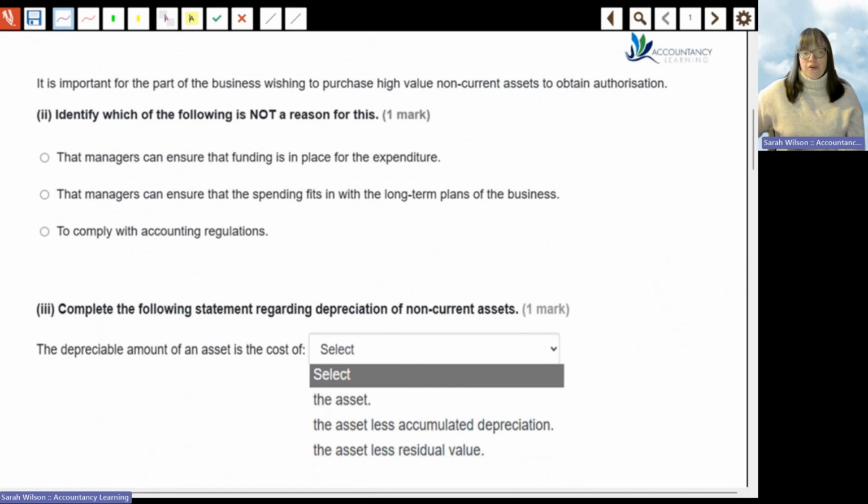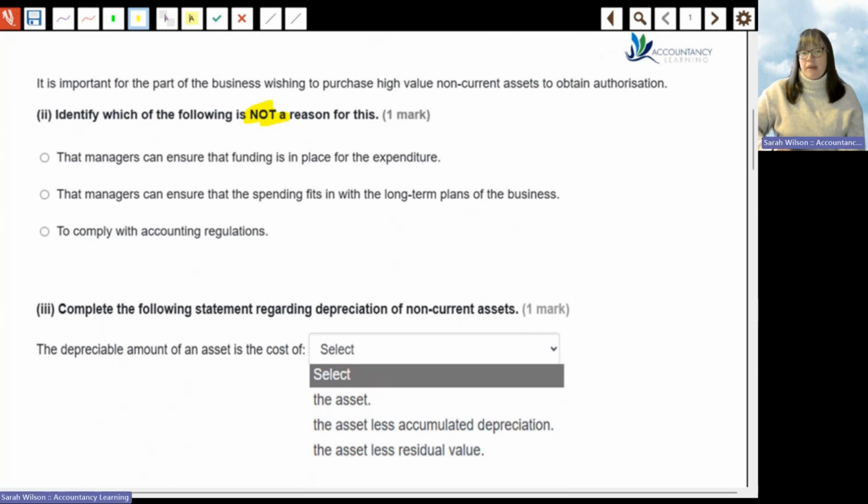It is important for the part of the business wishing to purchase high value non-current assets to obtain authorisation. Identify which of the following is not a reason for this. So it's about obtaining authorisation to purchase high value non-current assets. So managers can ensure that funding is in place for the expenditure. So if we obtain authorisation, then managers can make sure that they do have that in their budget.